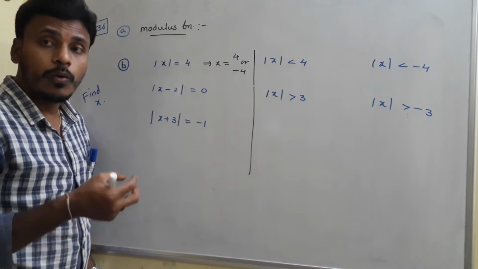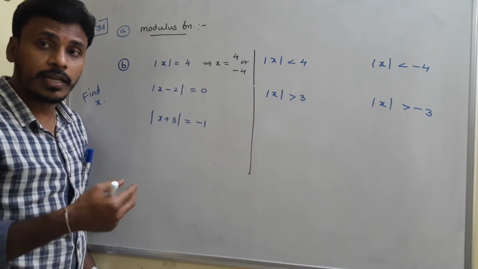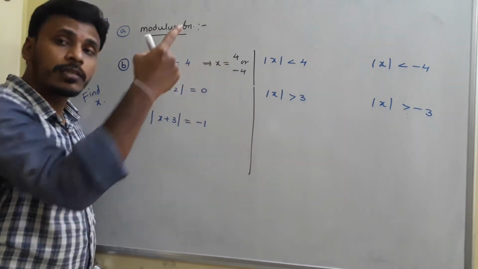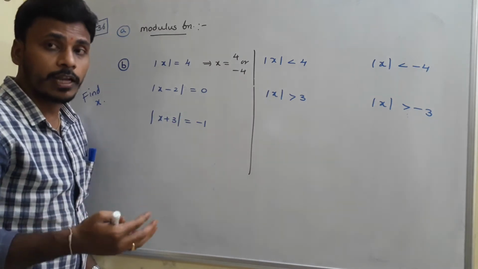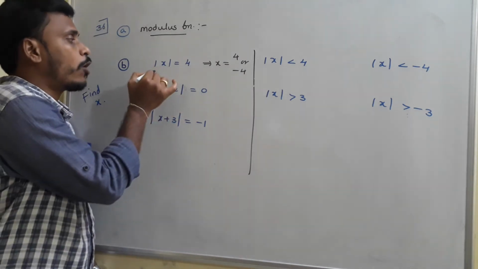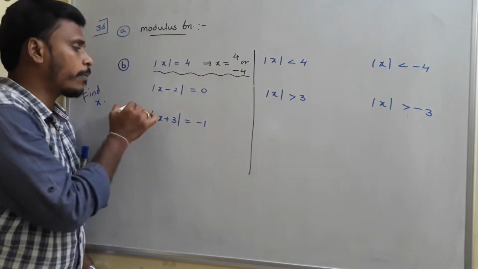As I mentioned, what will modulus do? Modulus will make plus sign stay plus and minus sign become plus. So 4 is plus 4, the answer is 4. Minus 4 becomes minus of minus 4, again plus 4 only. So modulus of x is equal to 4 implies x is equal to 4 or minus 4.